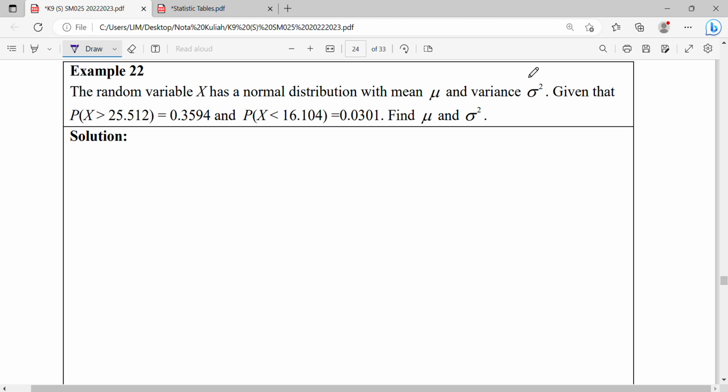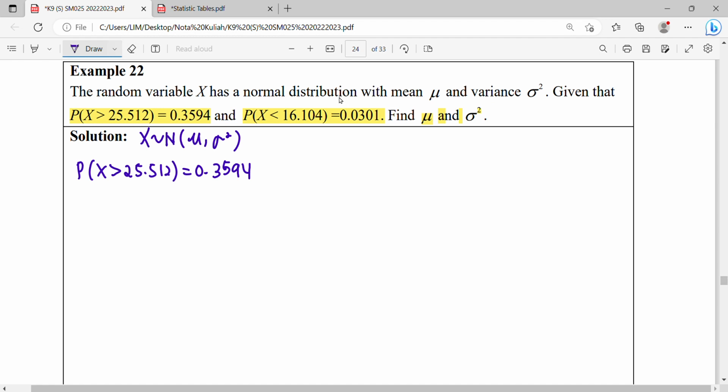Okay, so read out the question. A random variable X, normal distributed, mean and variance. So given that we have two pieces of information, we have to find out the mean and variance. So look at the first probability: P(X greater than 25.512) equals 0.3594.